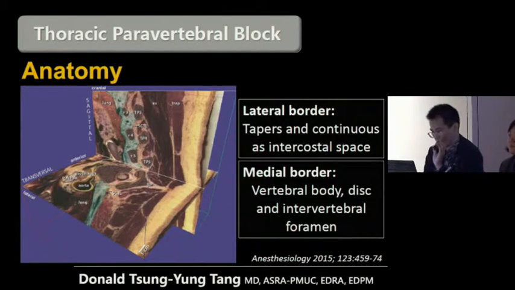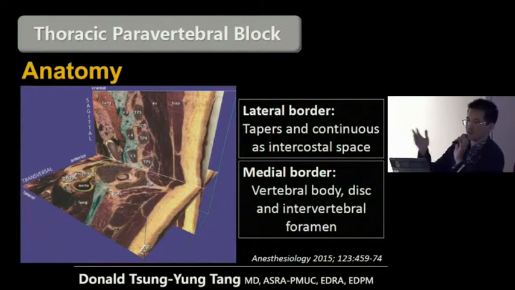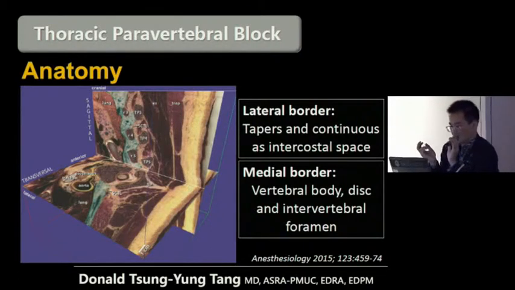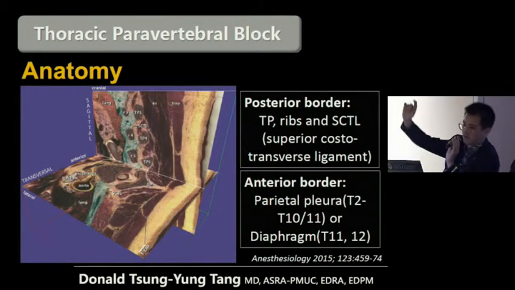When it comes to the paravertebral space, the lateral border, actually, there's no lateral border. It ends up with the intercostal space. The medial border is the vertebral body, disc, or the foramen. The posterior is the tip of the ribs. Another important structure is the superior costotransverse ligament, which is formed by the inferior rib and the transverse process above. The ligament connects these two structures.